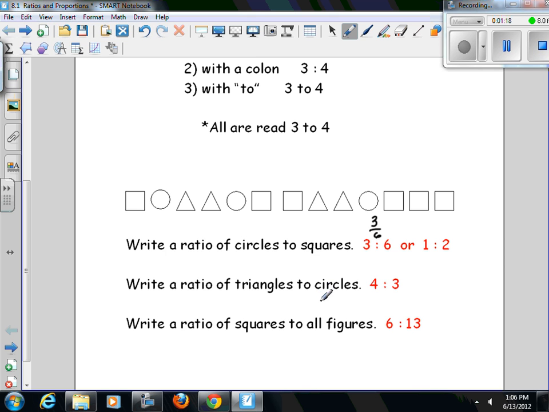Write a ratio of triangles to circles. Well, there are 1, 2, 3, 4 triangles, and there are 3 circles, so we have a ratio of 4 to 3. This one, write a ratio of squares to all figures. Well, there's 1, 2, 3, 4, 5, 6 squares, and if you were to count up all the figures, we have 1, 2, 3, 4, 5, 6, 7, 8, 9, 10, 11, 12, 13. So that would be a ratio of 6 to 13.